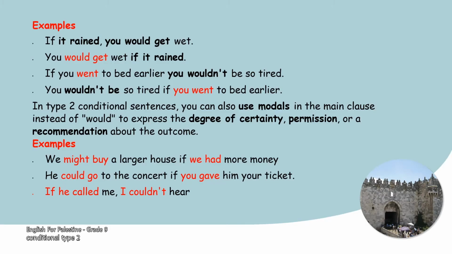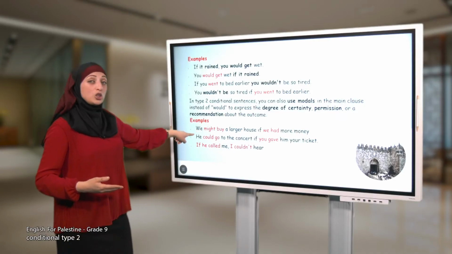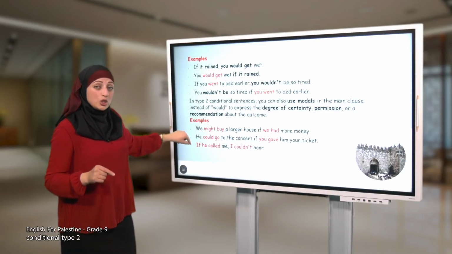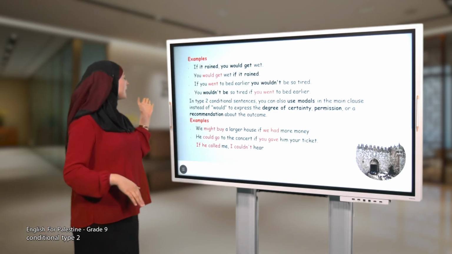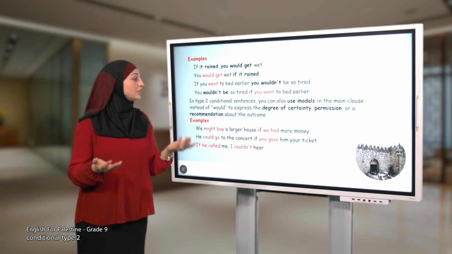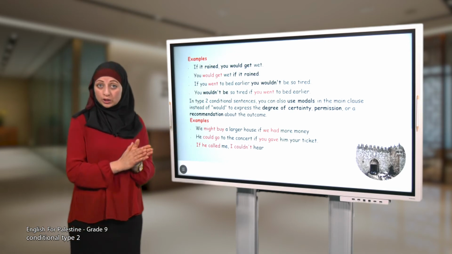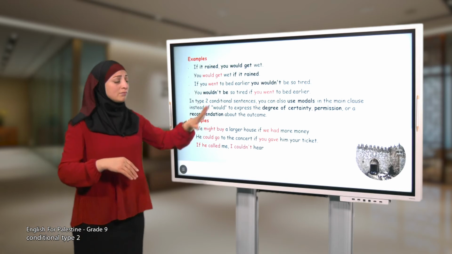Examples, we might buy a larger house if we had more money. Concentrate here, I started with the main clause and I used might, not would, and it stays conditional type 2. In type 2 conditional sentences, you can also use modals in the main clause instead of would to express the degree of certainty, permission, etc.